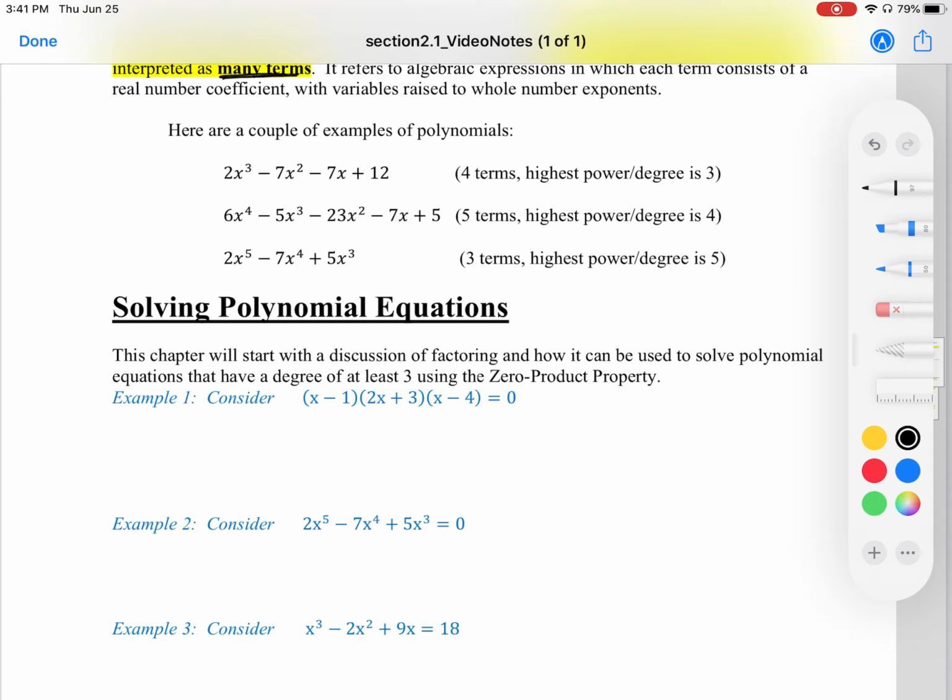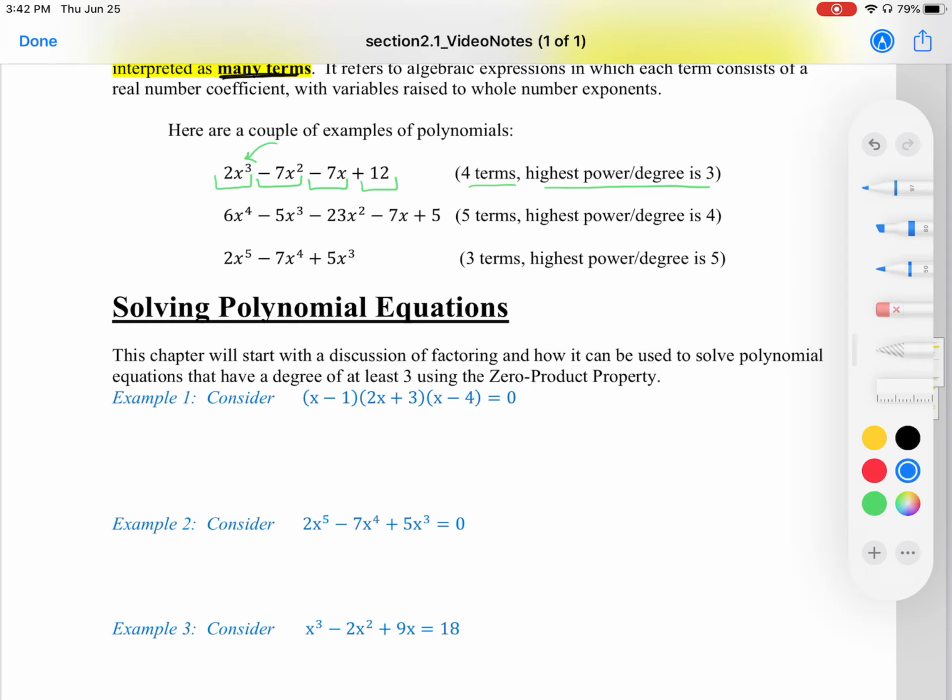So here we see a combination of terms. 2x cubed is a term, negative 7x squared is a term, negative 7x is a term, and positive 12 is a term. So this is made up of four terms. The highest power, and therefore the degree of the polynomial, is 3. This is because my highest exponent is 3.